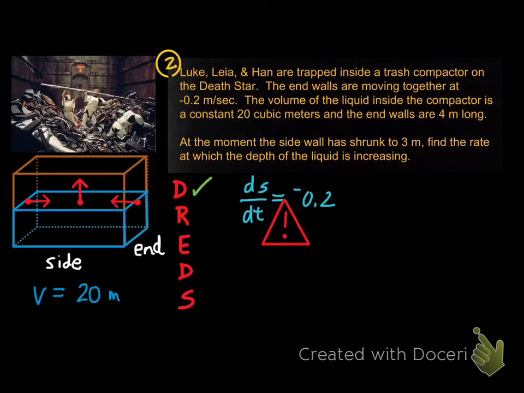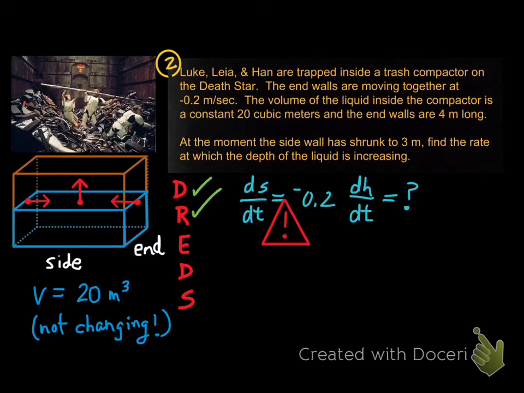In the end, we were told that the volume of the liquid inside the trash compactor is 20 cubic meters, and that value is not changing. But the other related rate that will be changing is the height of this water. As the end walls move toward each other, the height is increasing. That's what we need to figure out when the dust clears. So now we have recorded our related rates.